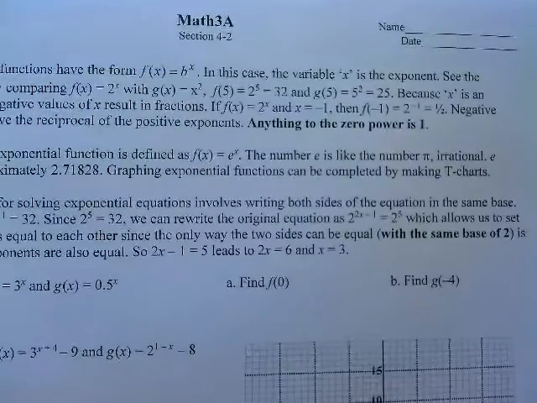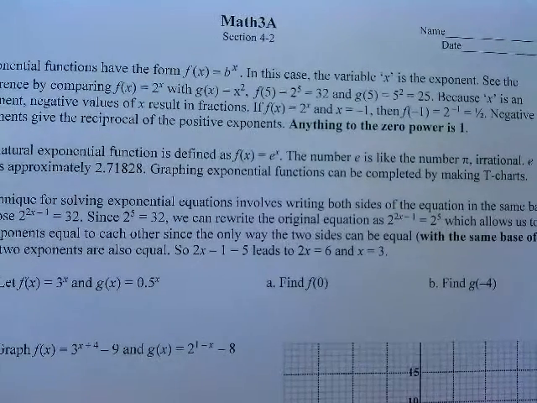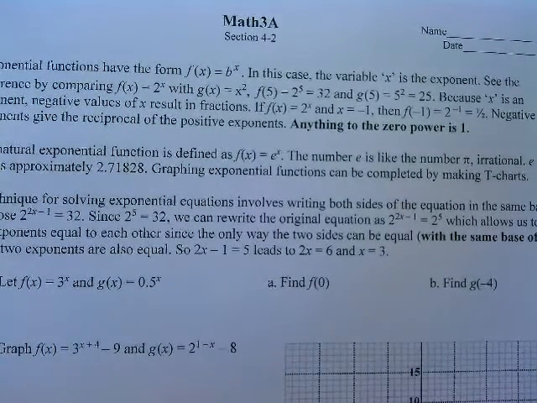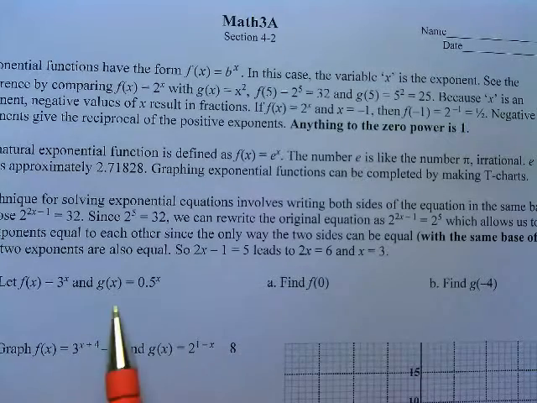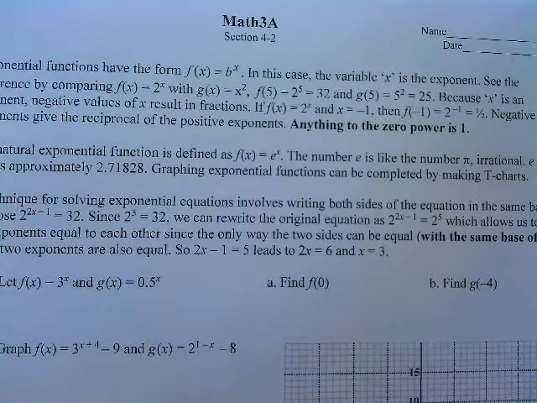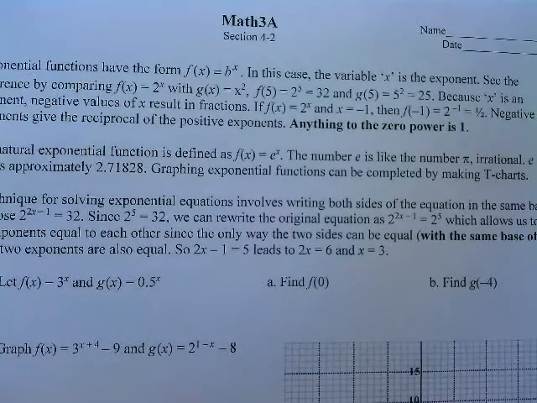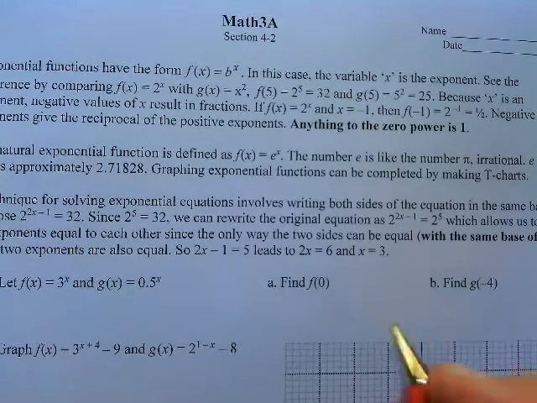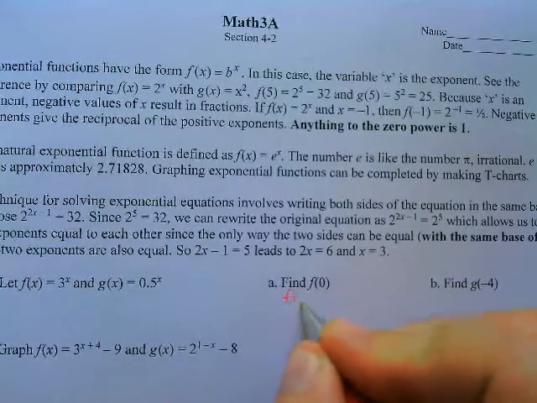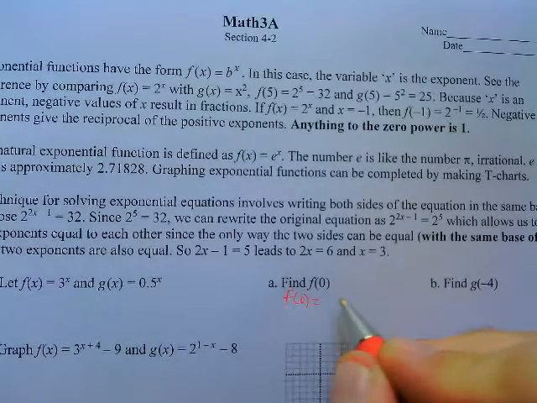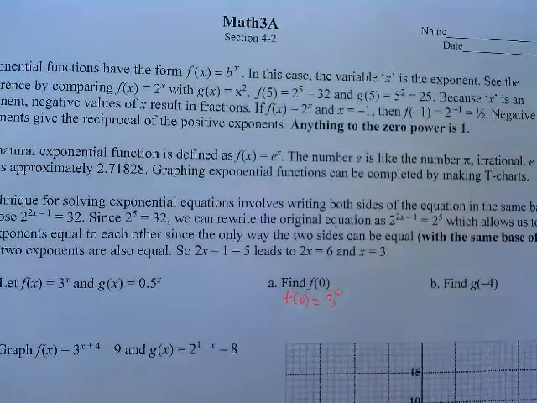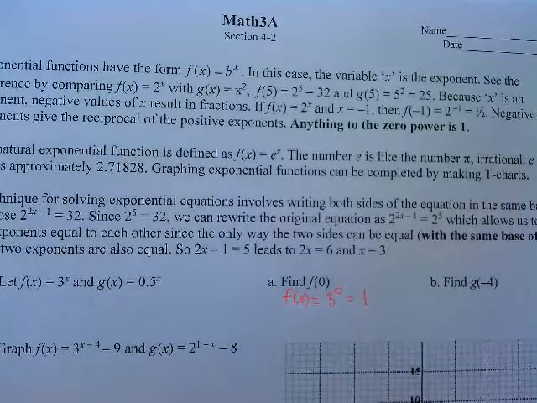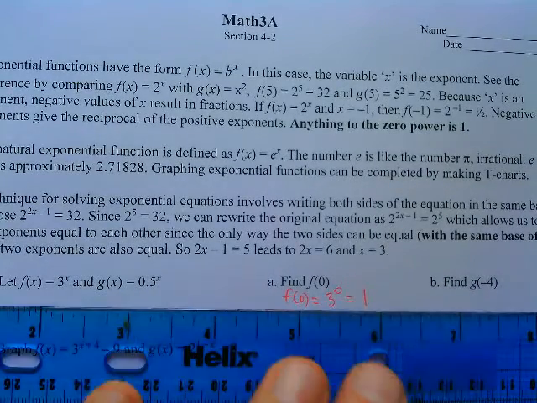Alright, so let's first evaluate a couple of functions. This one here is f of x equals 3 to the x, and g is 0.5 to the x. So those would be exponential functions. First, find f of 0. So f of 0 is going to be 3 to the 0, and anything to the 0 power is just 1.